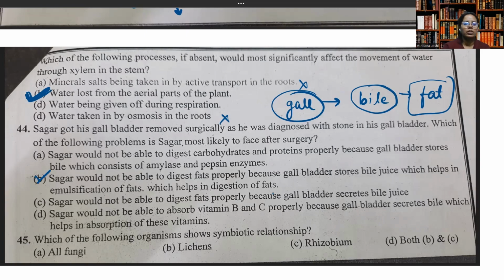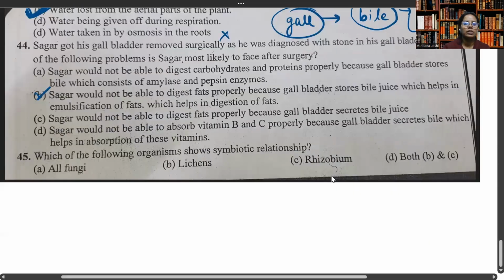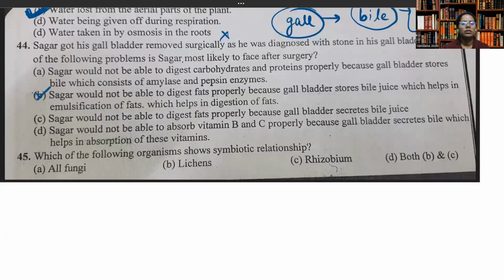Okay. Then we have next. Which of the following organisms show symbiotic relationship? You know that lichens show symbiotic relationship, and rhizobium also shows symbiotic relationship with the pea plant or leguminous plants. So we'll say the answer is D, both B and C.